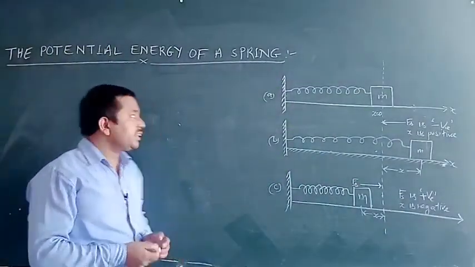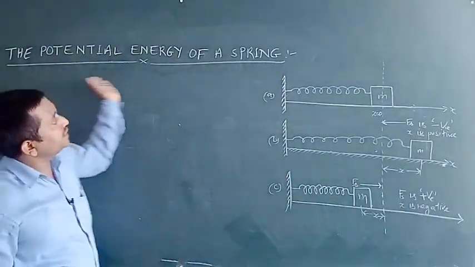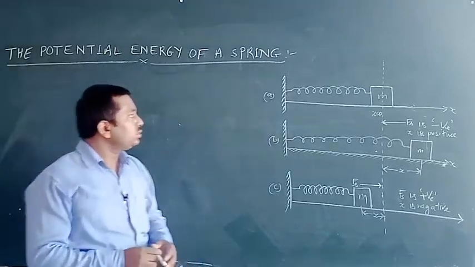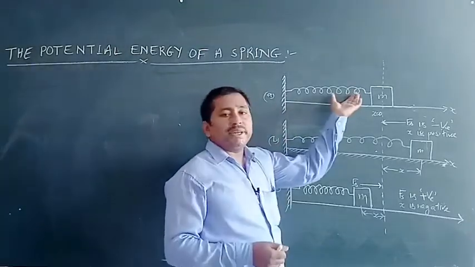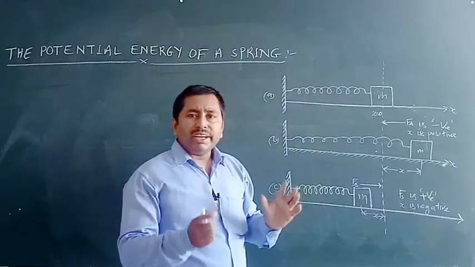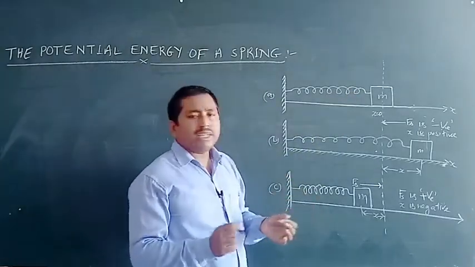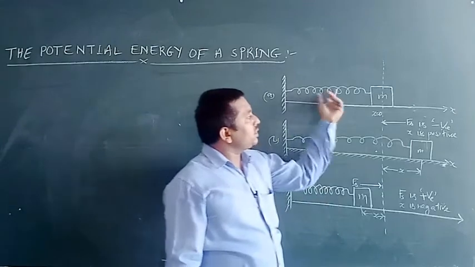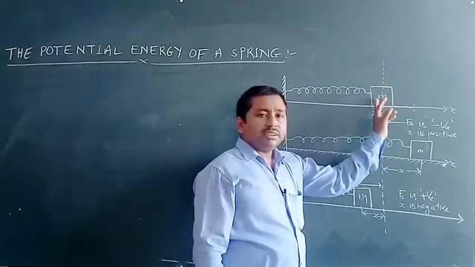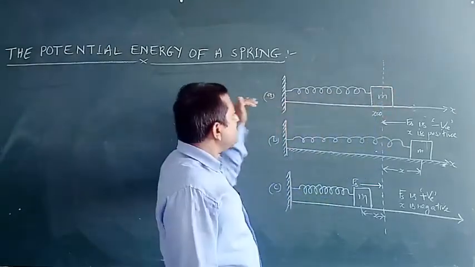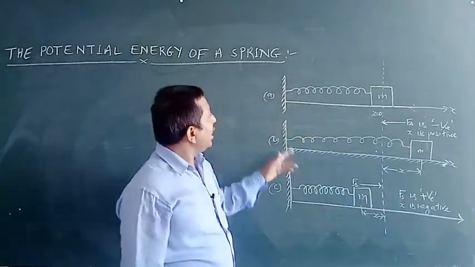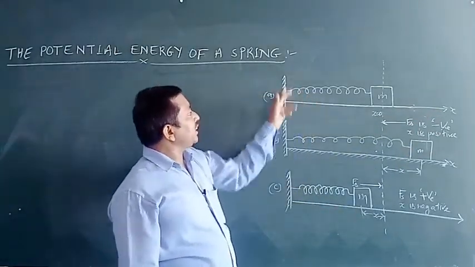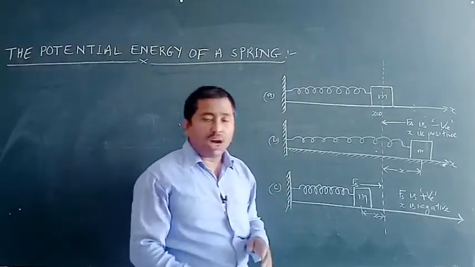Hello students, let us start our discussion about the potential energy of a spring. Suppose that we have a spring which is very light and can be assumed as massless, and one end of this spring is connected to an object which is placed on a smooth horizontal surface that can be considered as frictionless, and the other end of the spring is connected to the horizontal rigid wall.